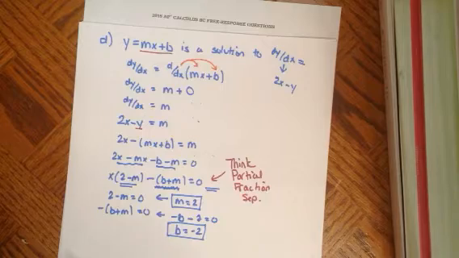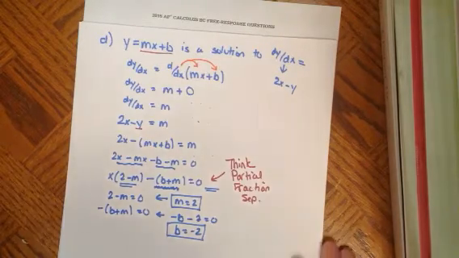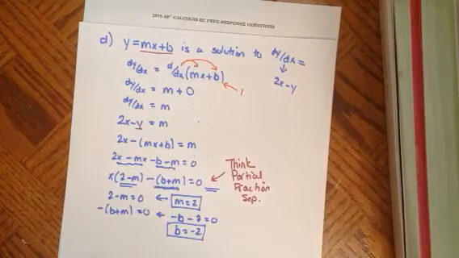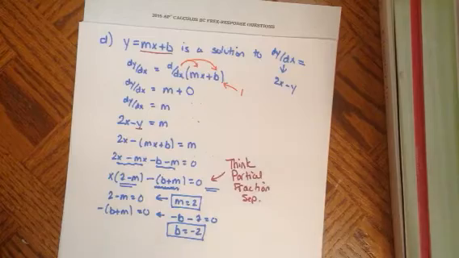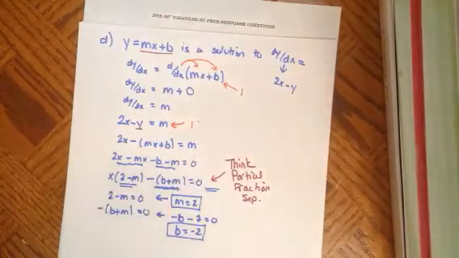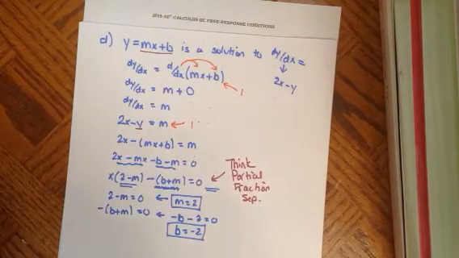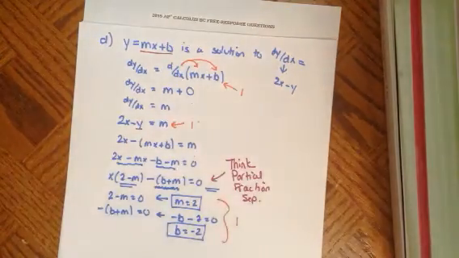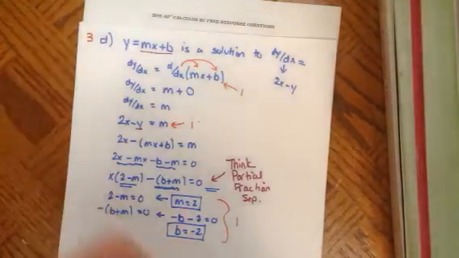And then finally, letter D was worth 3 points. They gave us 1 point for this setup here, taking the derivative and setting the derivative of the solution equal to the other derivative. They gave us 1 point for substituting back in and saying the derivative, 2x minus y, is equal to your m. And then 1 point for coming up with those coefficients, so 3 points total.